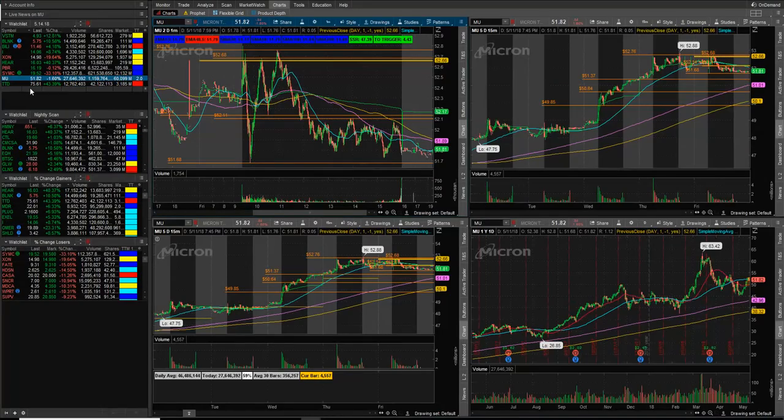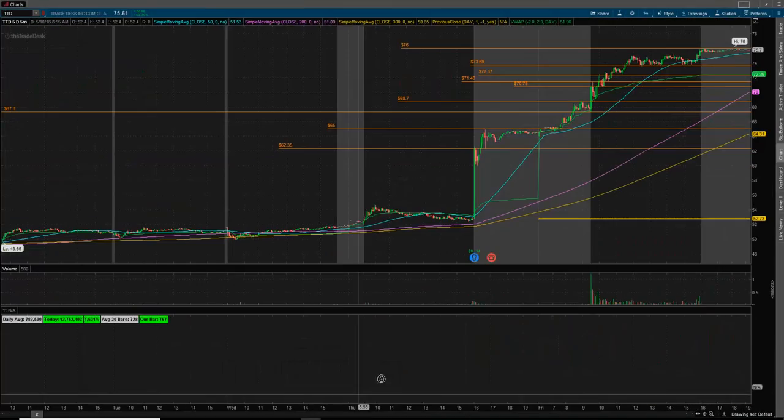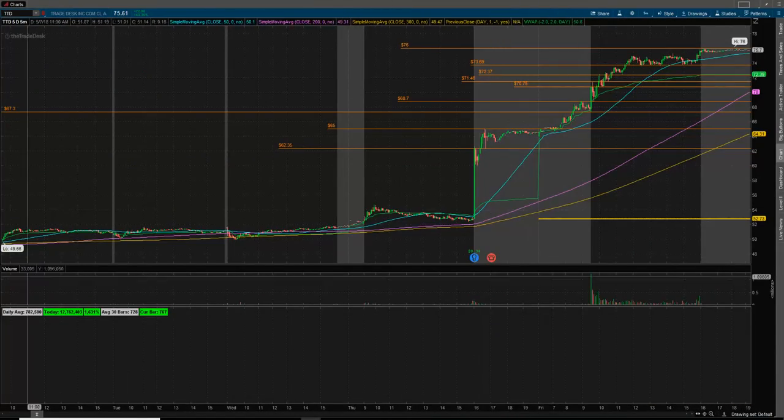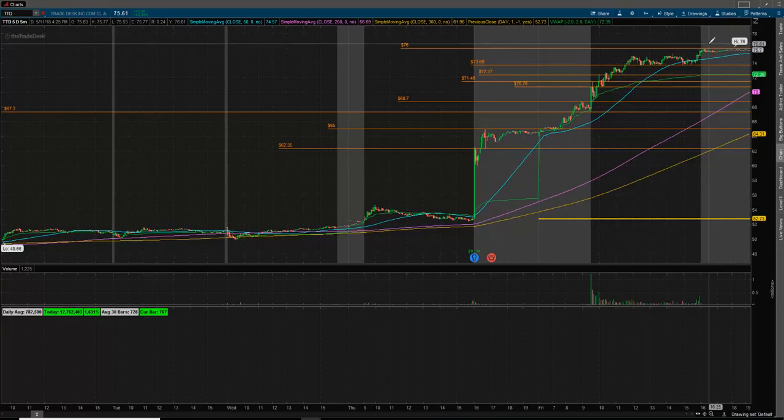And last but not least, TTD. This is a monster, man. It normally trades 782,000 shares, and this thing traded 12 million shares. It's gone from $52 to $76 on some news. Crazy. I like this stock because it's easy.